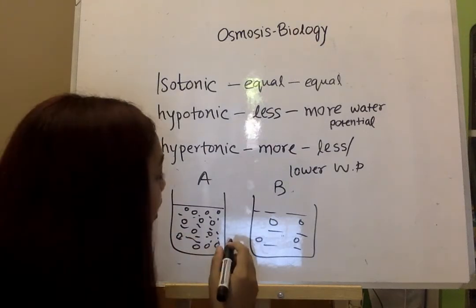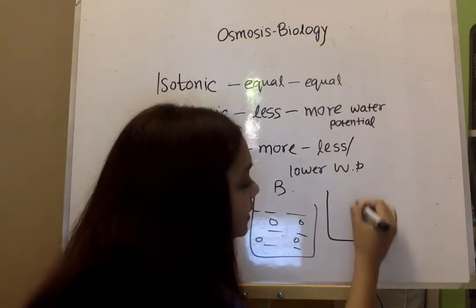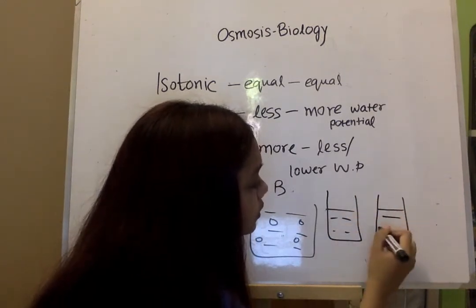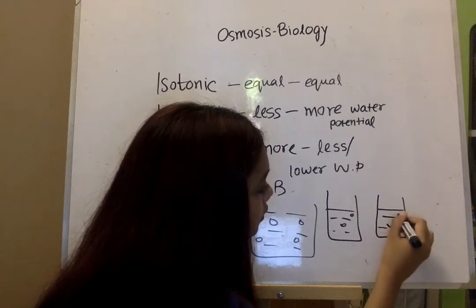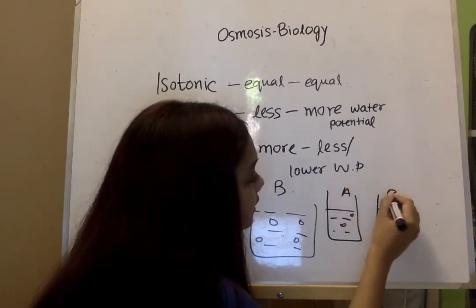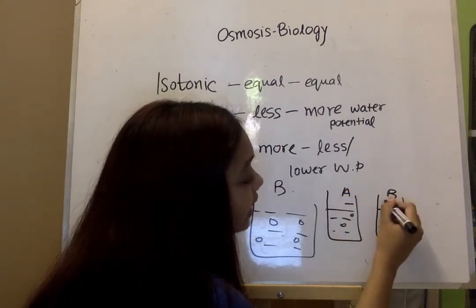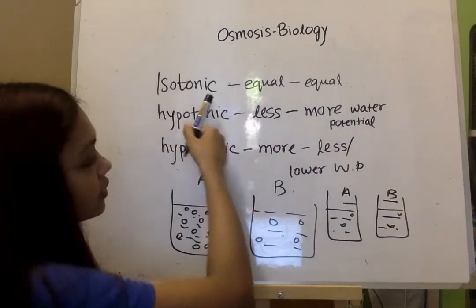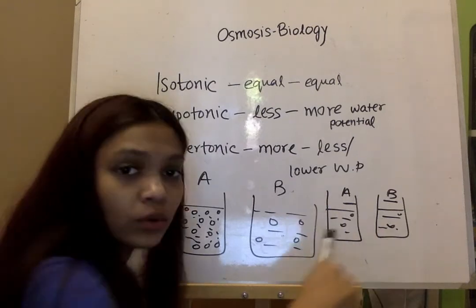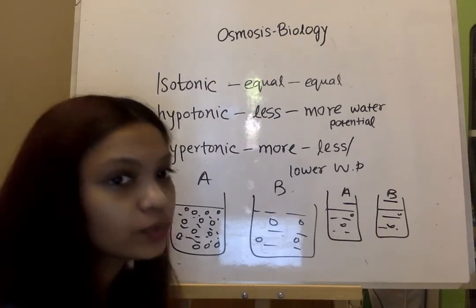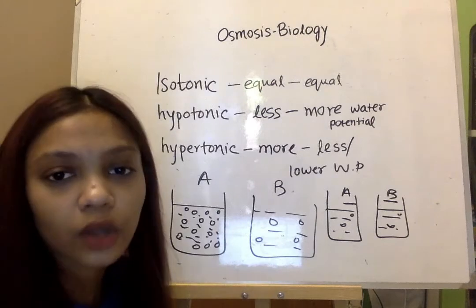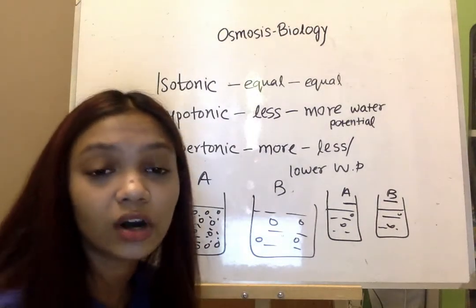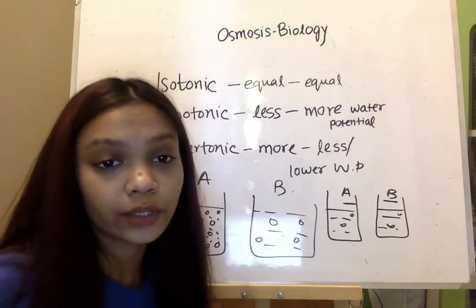And if there are two jars which have an equal amount of solvent as well as solute, that means that A is isotonic to B, which means that they have the same amount of solute, which makes them have equal concentration. Now, how does all of this relate to osmosis? That is what we are going to learn right now.